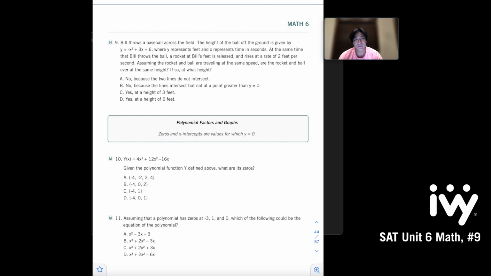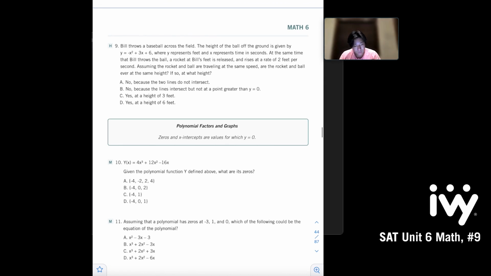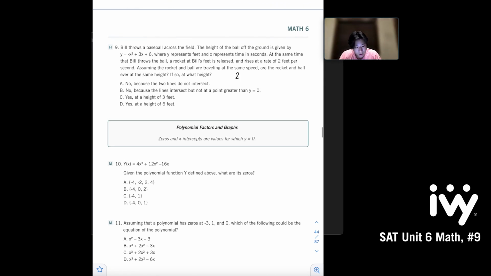If so, what height? So what we can do here is go ahead and take those equations once again, like we saw before, and set them equal to one another. So in this case, we'll see that we have 2x, since it's 2 feet per second, and x is our time in seconds, is equal to negative x squared plus 3x plus 6. Now, of course, subtracting 2x from both sides, we're left with 0 is equal to negative x squared plus x plus 6. So now dividing both sides by negative 1, we're left with 0 is equal to x squared minus x minus 6, which of course we can factor to x minus 3 times x plus 2.